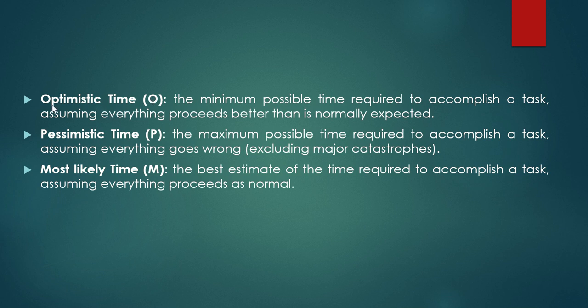So here we have 3 types of times: optimistic time, pessimistic time, and most likely time. Optimistic time is the minimum time required to complete a task when everything is too good. Pessimistic is the maximum time required to complete the activity. It is too bad, in the worst of situations, how much time it is going to take. Then most likely time is with average hurdles, normal, day-to-day hurdles, how much time the activity is going to take, right?